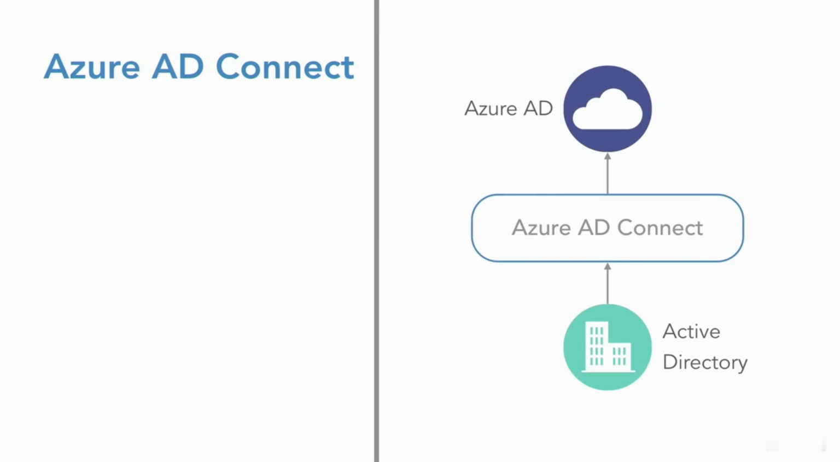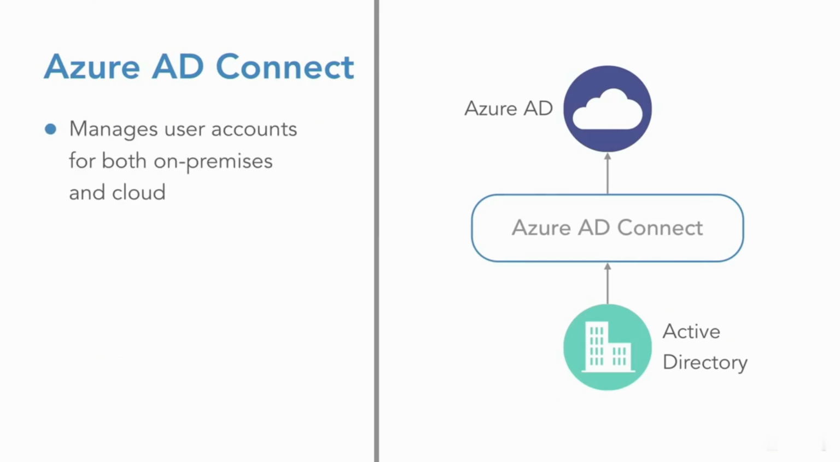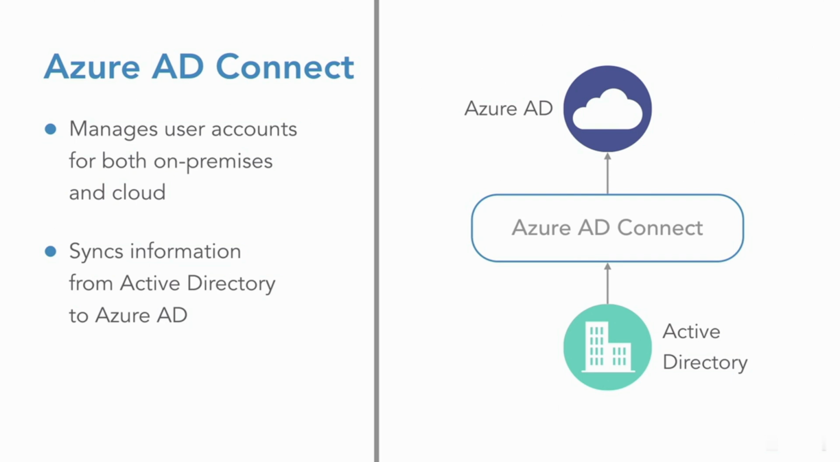Many organizations will need to manage user accounts for both on-premises services and cloud services. Azure AD Connect is a tool that connects on-premises and cloud environments together, and it allows you to sync information from the on-premises Active Directory to the cloud Azure Active Directory. This is useful as it allows users to have a single hybrid identity that can be used for both systems.